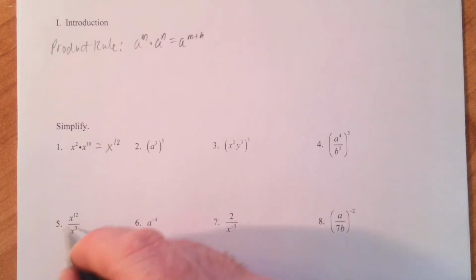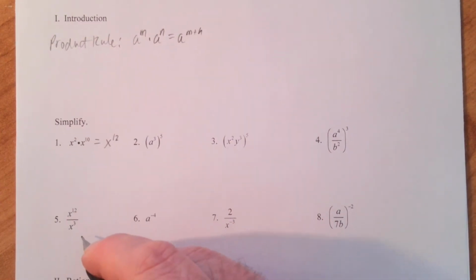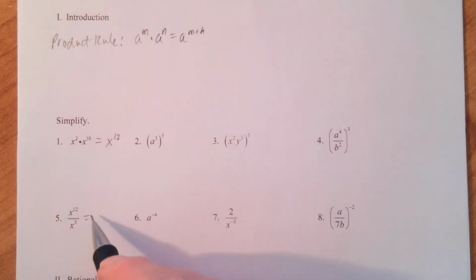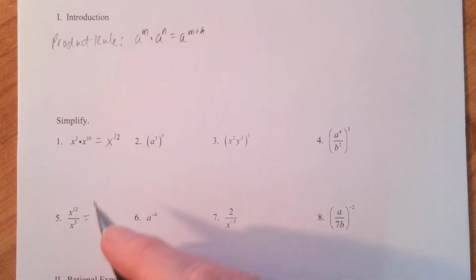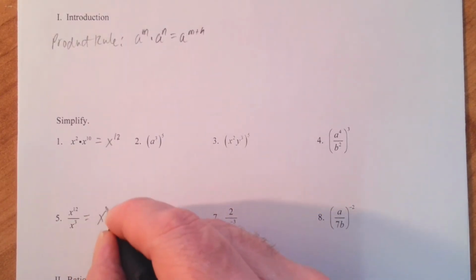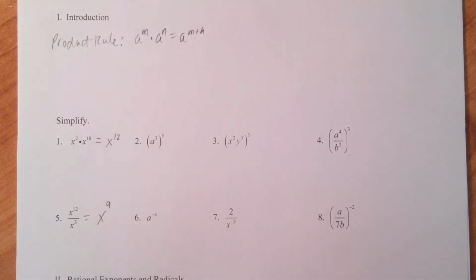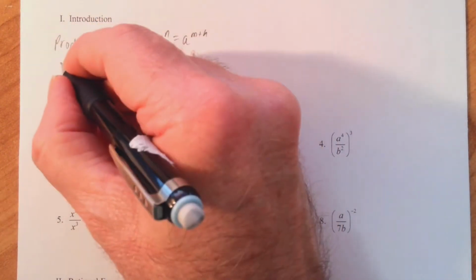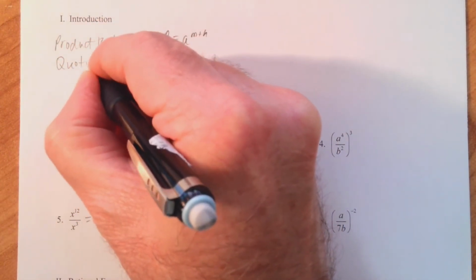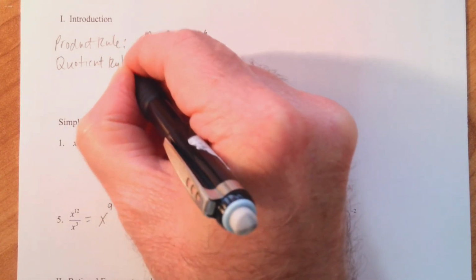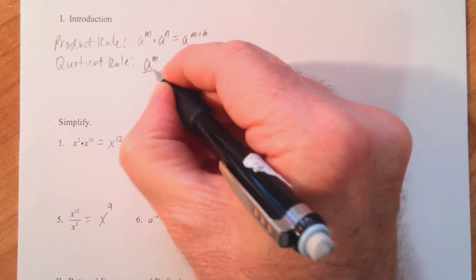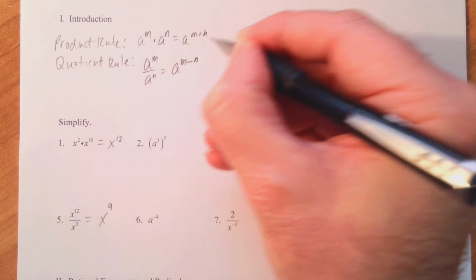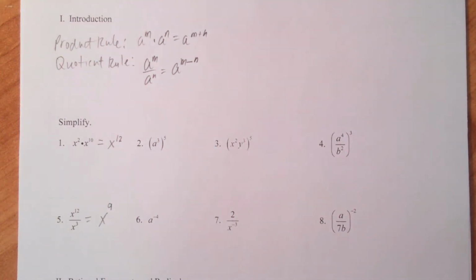All right, let's go ahead and do number 5 here because it's very similar to the one we just did. We know that when we have a product, we add the exponents. So when we do the opposite and divide powers, we subtract the exponents. You should have gotten x to the 9th here. 12 minus 3 is how I get that 9. This is the quotient rule. So a to the m over a to the n equals a to the m minus n power.